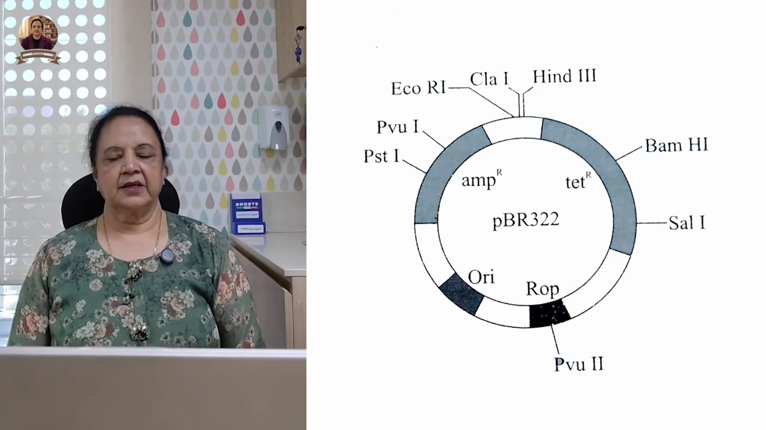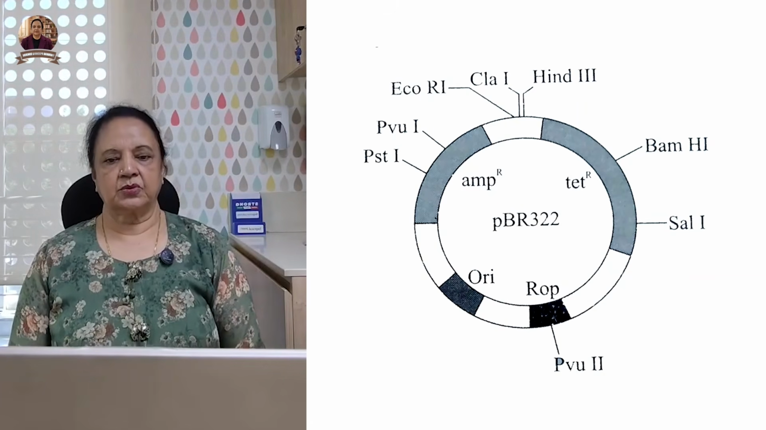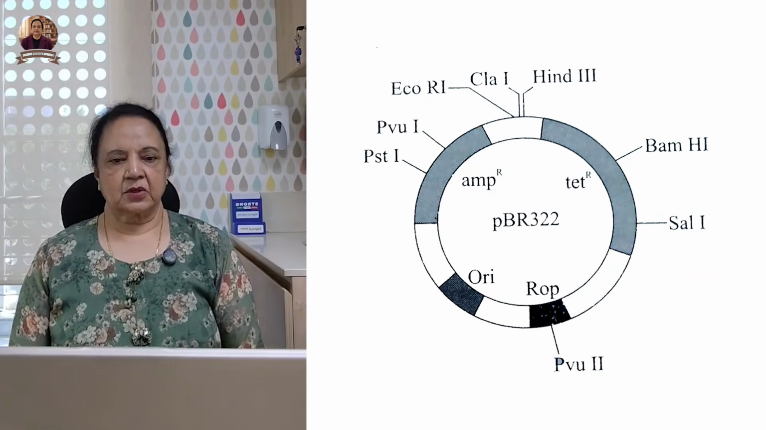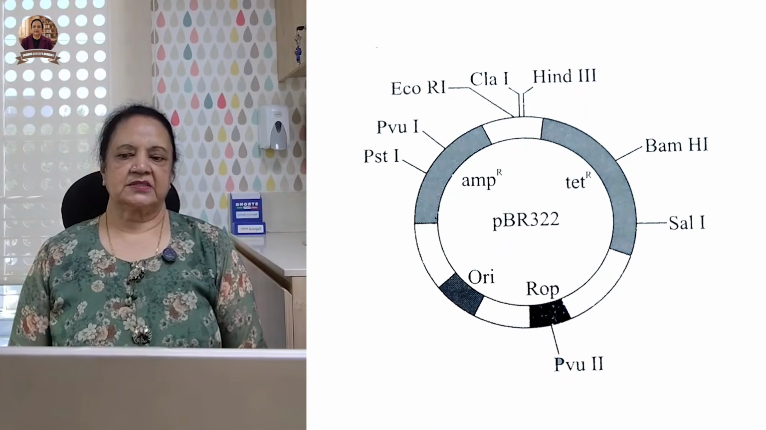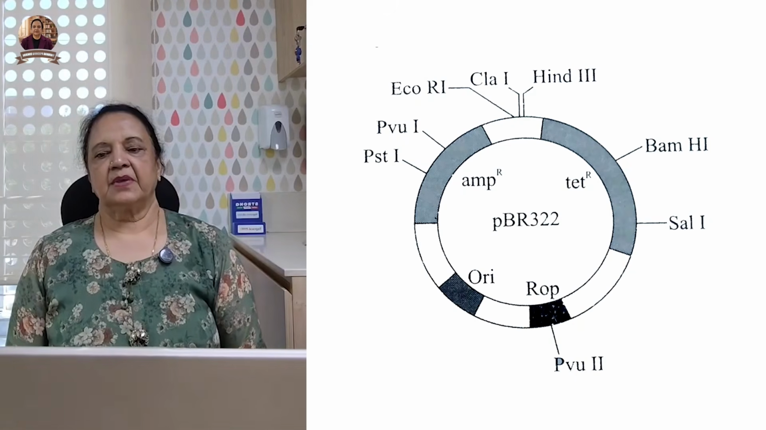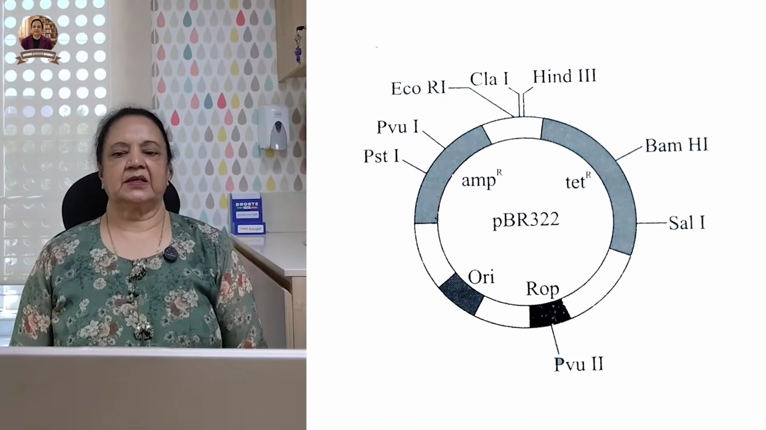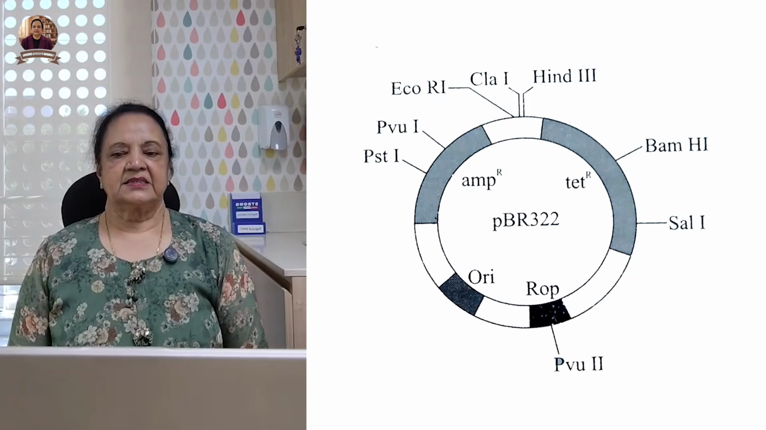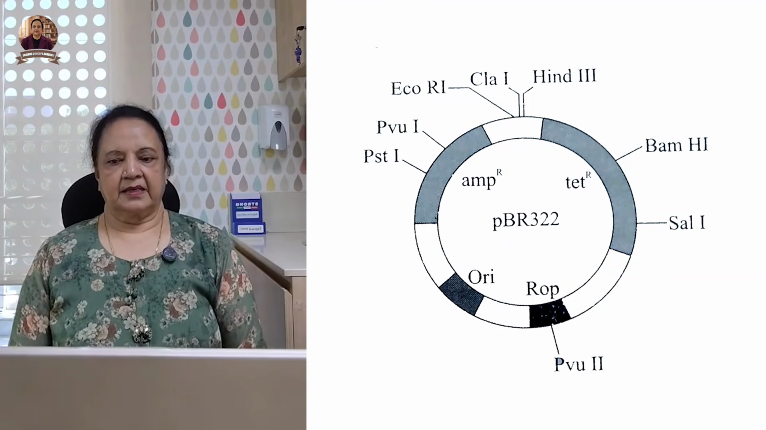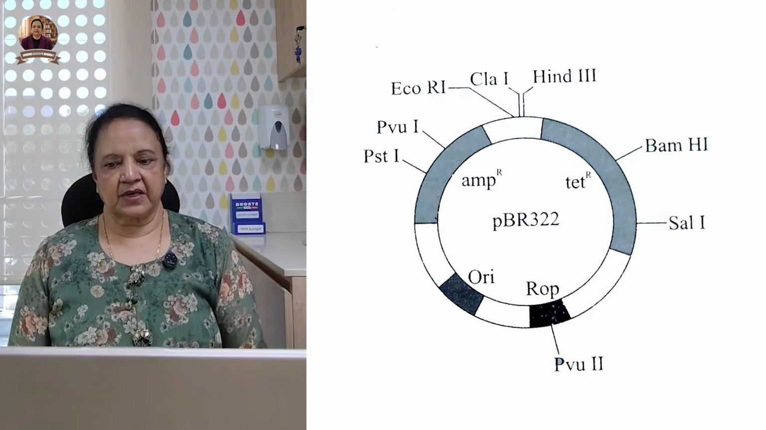Now, question 3. Draw and label the cloning vector pBR322. Mention the functions of ori, ampR, and restriction sites. pBR322 is one of the first artificial cloning vectors developed from Escherichia coli. It is a circular plasmid DNA. Here are the key components and their functions.